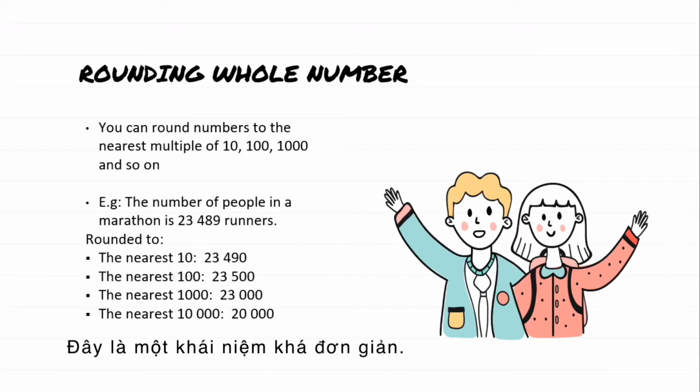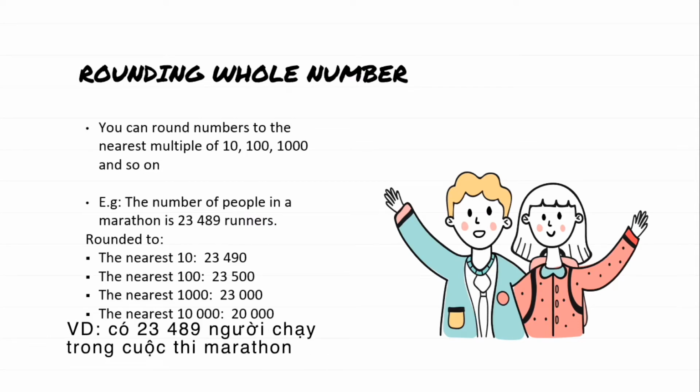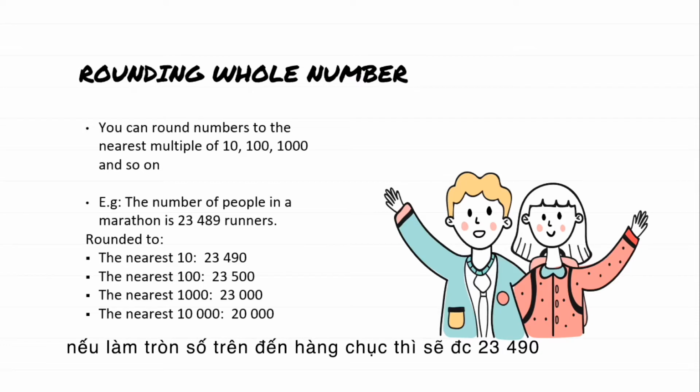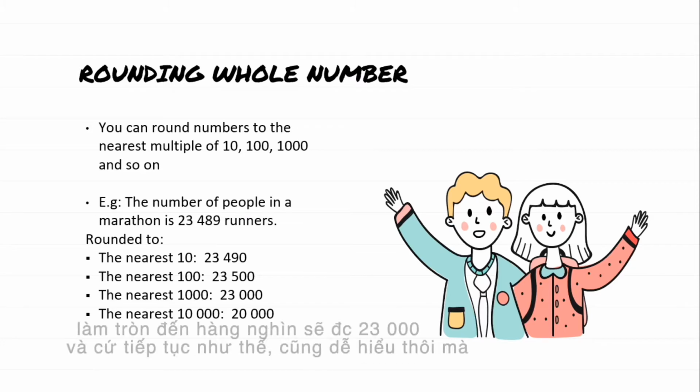This is a pretty simple concept. You can round whole numbers to the nearest multiple of 10, 100, 1,000, and so on. For example, there are 23,489 runners in a marathon. If you round that number to the nearest 10, you would get 23,490. Rounding it to the nearest 100, you will get 23,500. And rounding to the nearest 1,000, it will be 23,000, and so on.